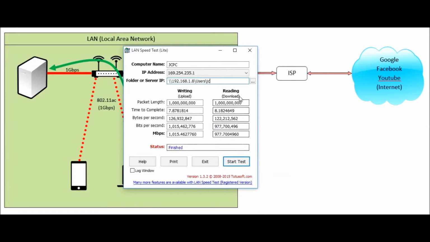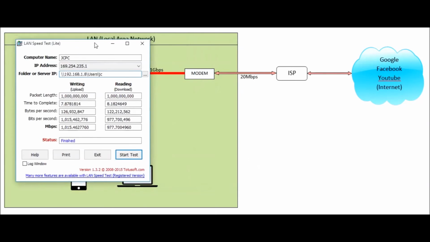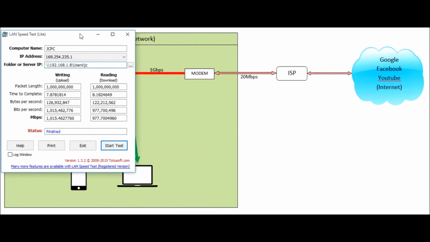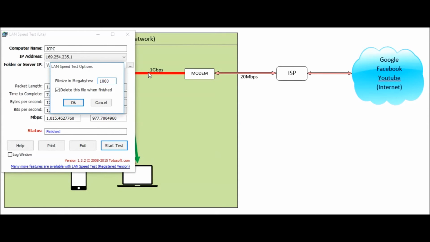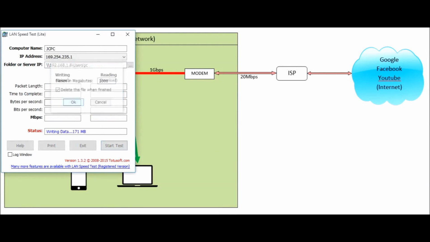What this does is basically try to move a file of a specified amount within your local area network, and just measure how fast it does that. So I'll show you here. You say start test, and it asks how large of a size you want to test, and I'll do 2 gigs here. It'll write this 2 gigs out to some folder within your own network, and then measure how fast it can read it back. So it's doing that right now.